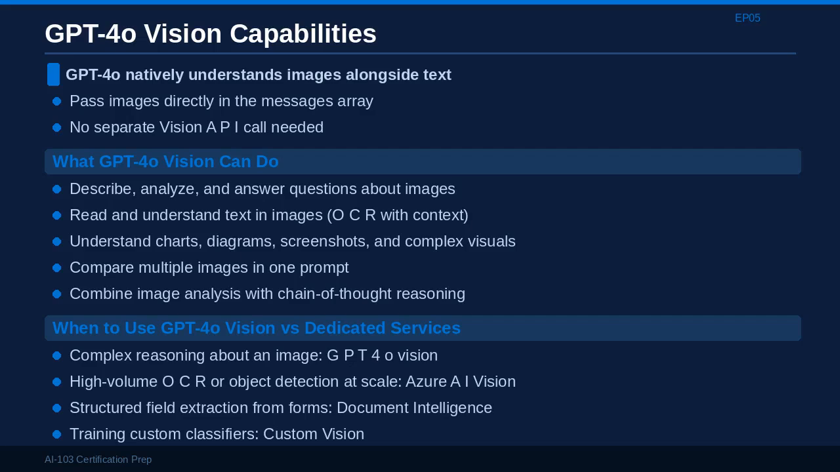GPT-4o can combine visual understanding with complex reasoning. For example, you can show it a chart and ask it to identify the trend, calculate the percentage change, and suggest what business decision the chart implies. That kind of multi-step reasoning combined with vision is unique to GPT-4o. For the exam, choose the right tool for the task. GPT-4o Vision is best for complex reasoning about images or understanding context and narrative. Azure AI Vision dedicated services are better for high-volume, real-time tasks like processing thousands of product images per minute. Document intelligence remains the choice for structured field extraction from forms. Custom Vision is for training your own specialized classifiers.